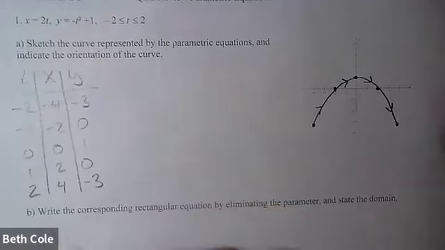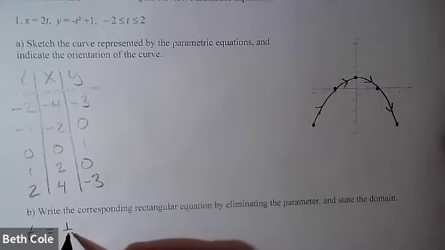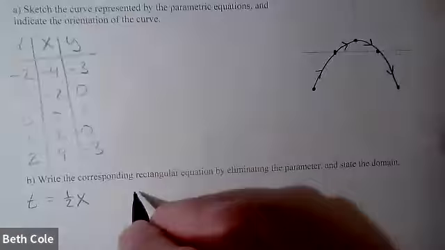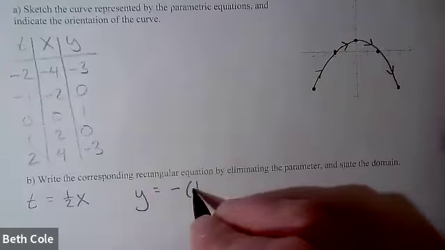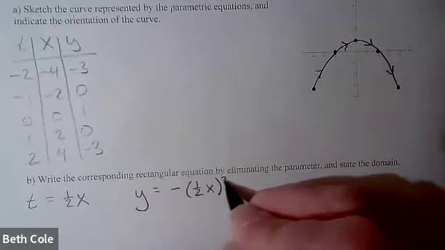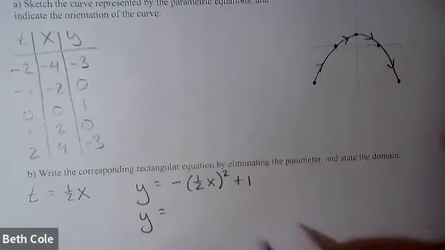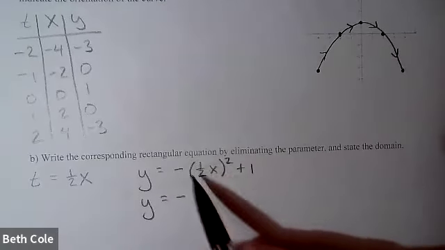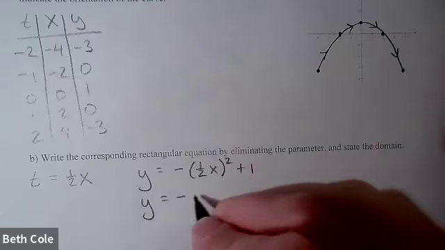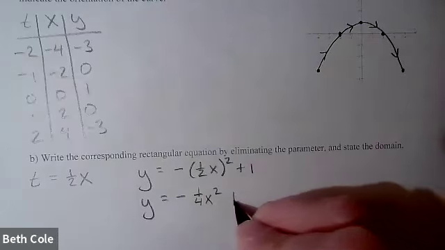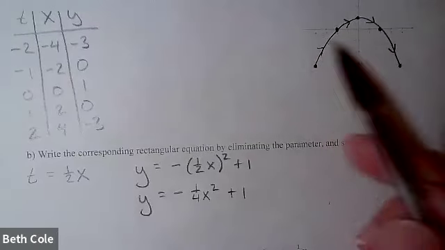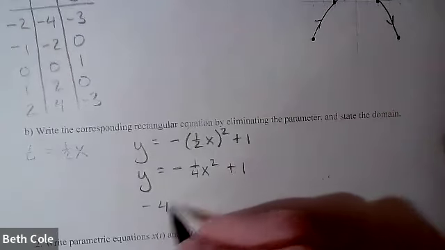We're just going to divide the 2 over and say that t is 1/2 x. And then I'm going to take that 1/2 x and plug it in for t in the other equation. So it is going to look like this. And then to clean that up, our negative is going to stay, and we're just going to square everything that's in there. So it'll be -1/4 x squared and then +1. So that is your answer. And then your domain is that x goes from -4 to +4.